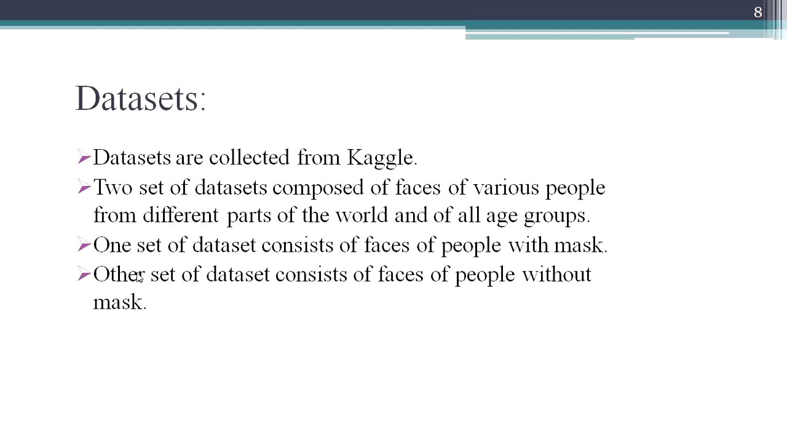Now, about the dataset part, datasets are collected from Kaggle. Two sets of dataset composed of faces of various people from different parts of the world and of all age groups. One set consists of faces of people with mask, and the other set consists of faces of people without a mask. How this works and how it looks, let's see in the next slides.